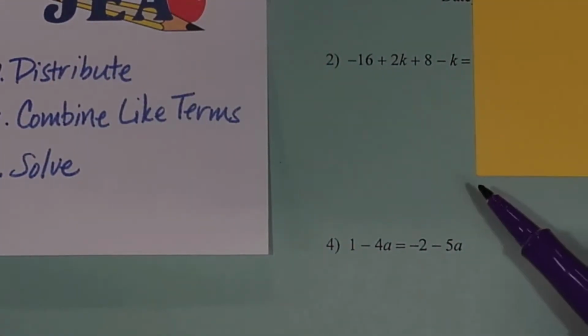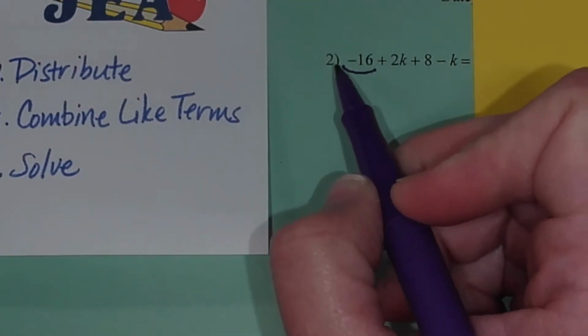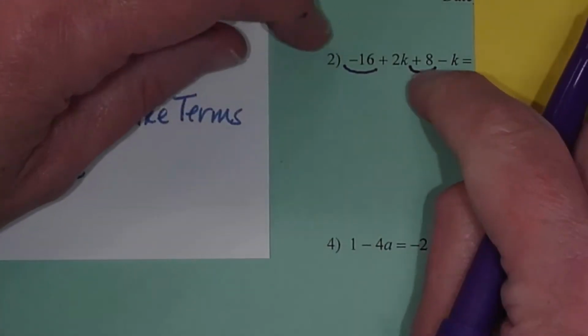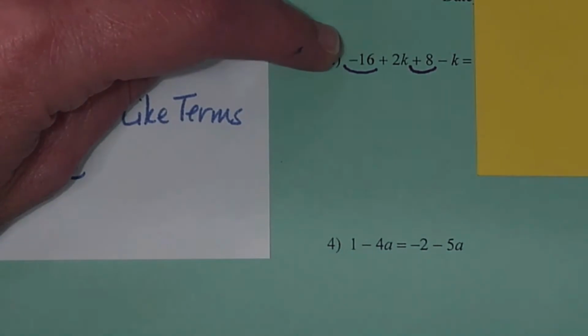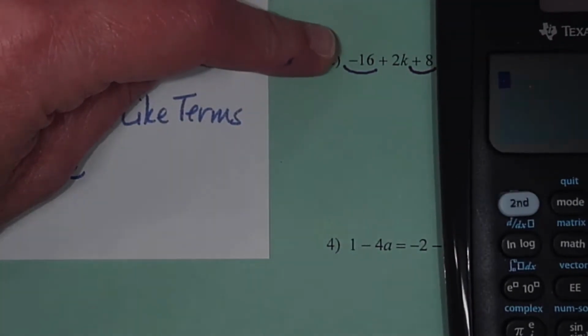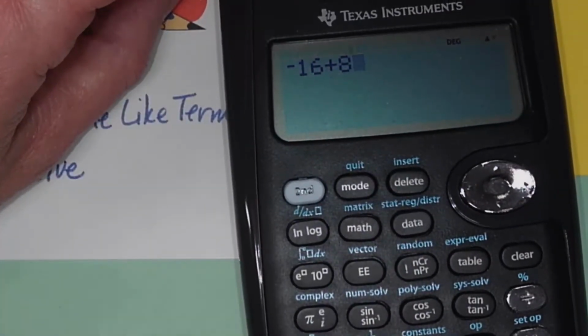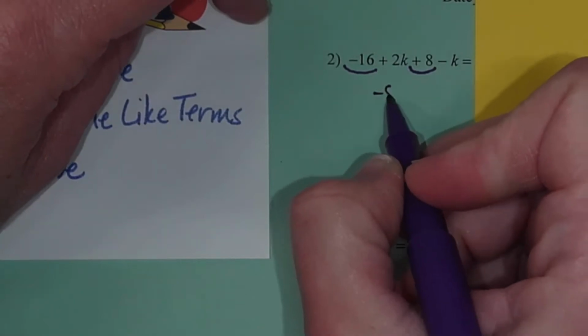Now looking for combining like terms right here, we've got a regular old negative 16, in other words, no variable there, and a regular old positive 8. So those are both what we call constants, no variables there. So let me combine the negative 16 and the positive 8. I'm going to just use my friendly calculator, and we'll go negative 16 plus 8. And it looks like that gives us negative 8. So I'll write negative 8.